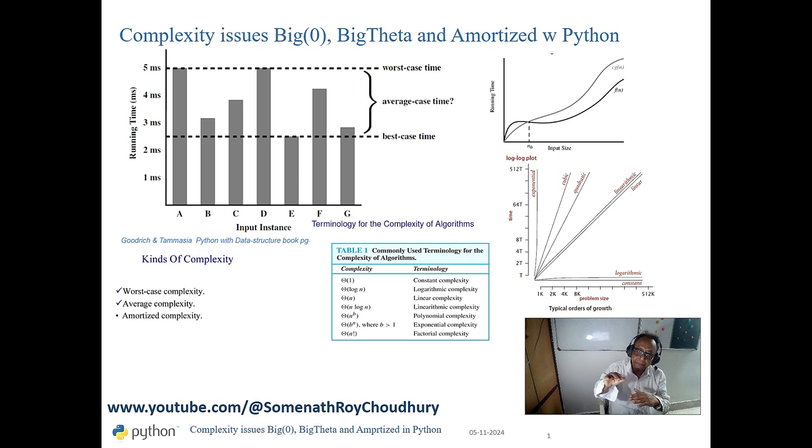It is the average thing. Then this is the worst case, big O, big theta, and amortized complexity, that is the complexity over n number of occasions, n number of completions, then take the average. That I'll consider later. These are the issues we'll discuss today. Here is big O, and when the number of inputs increases, how it affects, we'll discuss.